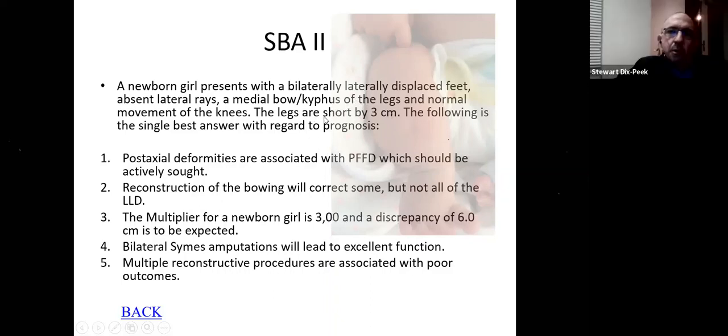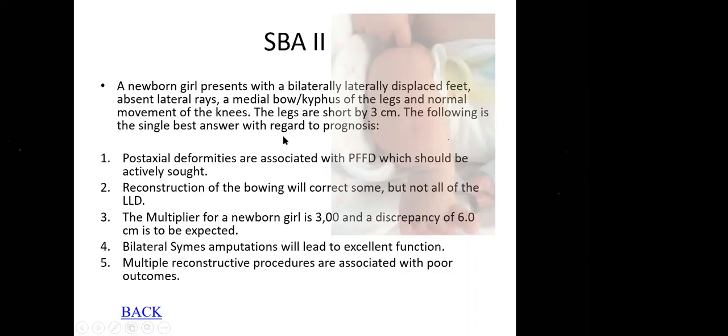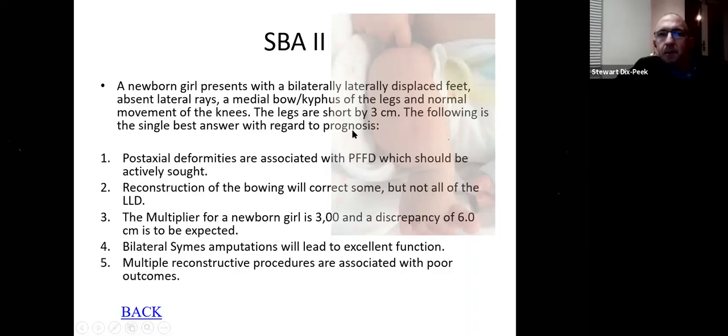So I just want to point out, and it hinges around this, Ayik. The following is the single best answer with regard to prognosis. So if you look at prognosis, because it's important, and this is where these things can be so difficult. I don't care about the reconstruction of the bone is going to correct some but not all of the thing, because that's a technicality along the way. I want to know where this child's going to end up. Do you see that? Yes. So post-axial deformities, yes, I agree, but it doesn't lead to prognosis. And in fact, either 4 or 5 are going to be the eventual prognosis. It's going to be one of those two.